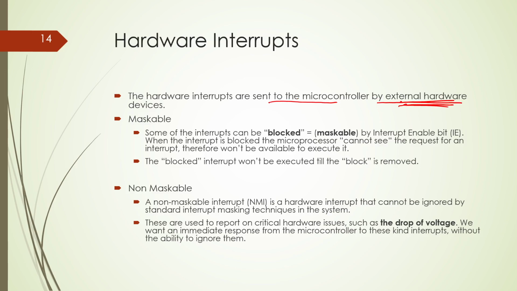Some interrupts can be blocked, or maskable, by an interrupt enable bit. When an interrupt is blocked, the microcontroller cannot see the request for its interrupt, therefore it won't be able to execute it. The blocked interrupt will only be executed once the block is removed. So this is where the setting is. I don't want to confuse you with too many things. Maskable and non-maskable is the setup that we use in the special function register. All it says is that we have to set the special function register for the interrupt to happen.